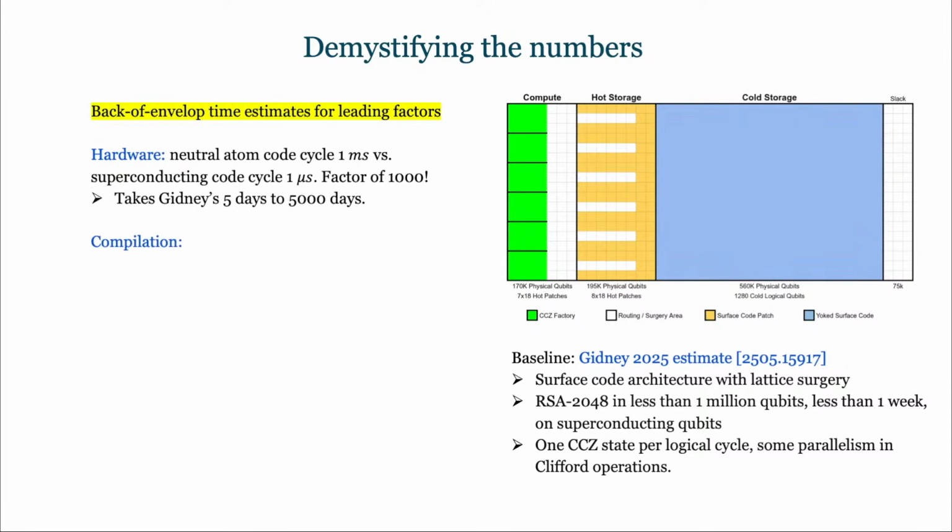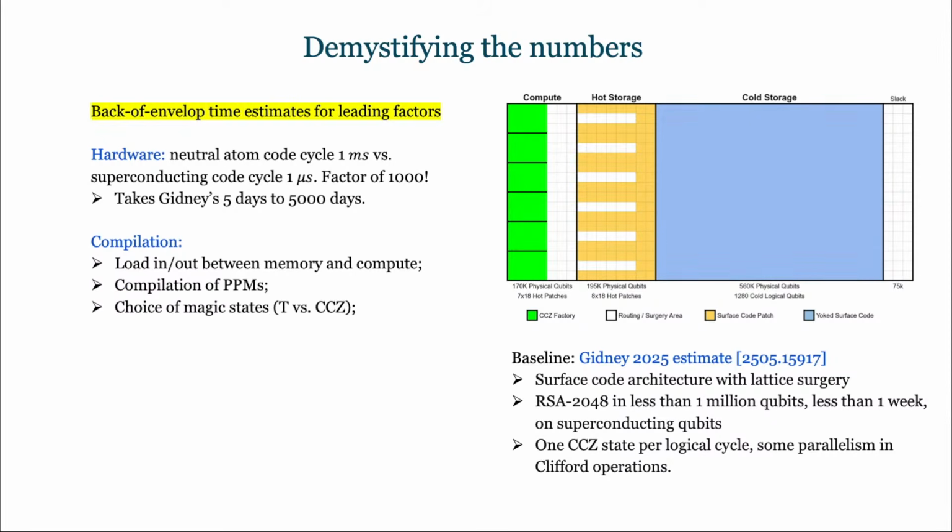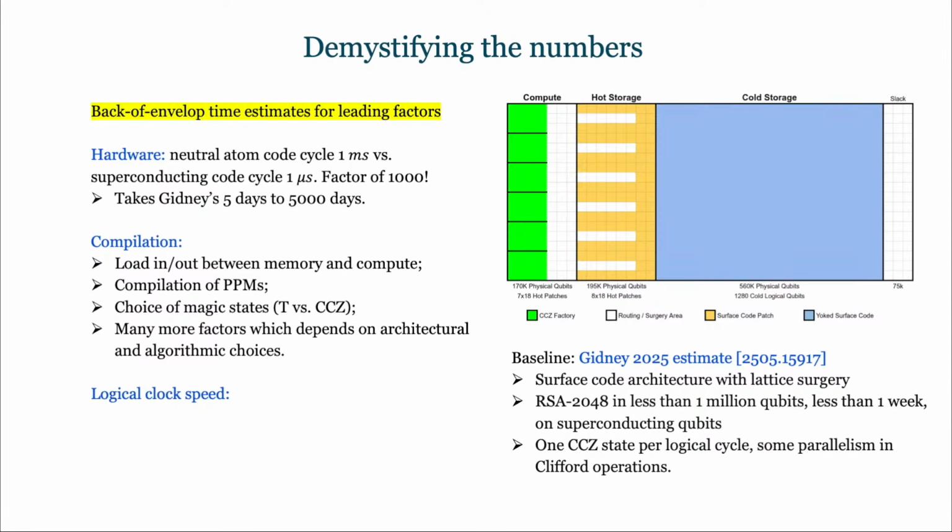The second part that has a lot of factors is compilation. So there's the load in and load out between memory and compute. There's compilation of PPMs and of your logical control, the choice of magic states, whether you're using T or CCZ, and many more factors depending on your architectural and algorithmic choices. I'm not going to go into all the details there.